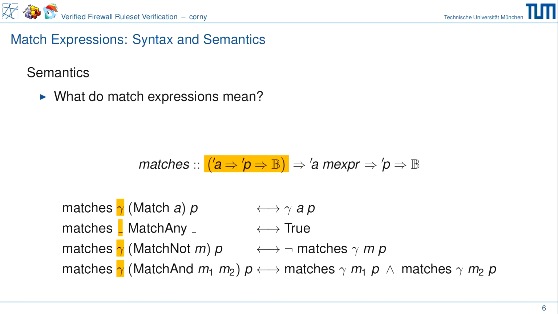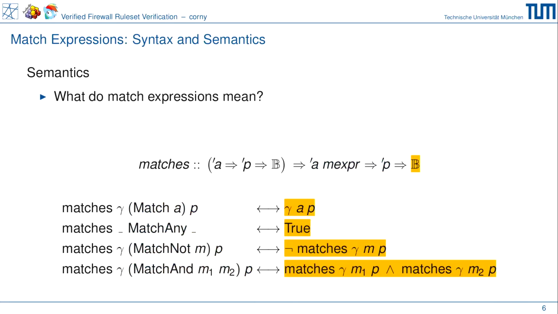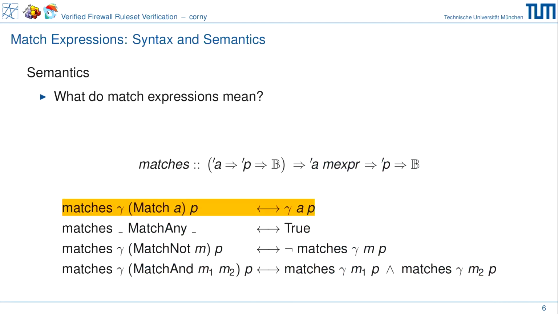The second parameter for our semantics is a match expression, as we defined it before. Then we give it the packet. We want to know if it matches, and it returns true if and only if the packet matches the match expression. So let's look at the individual rules here. The first rule is straightforward. If we match on the primitive A for a packet P, we just ask our primitive matcher if this A matches for packet P.